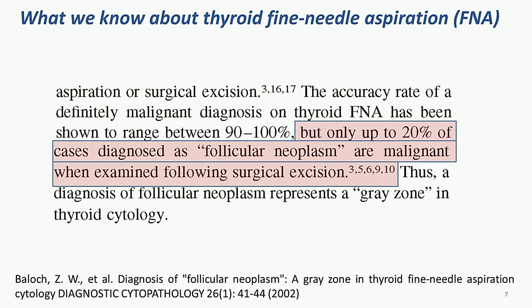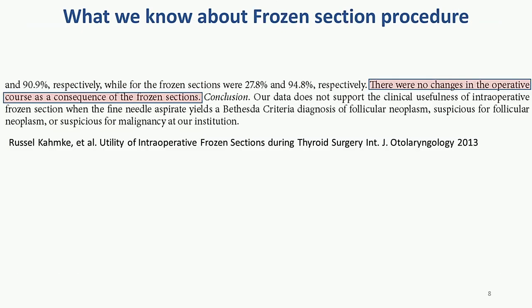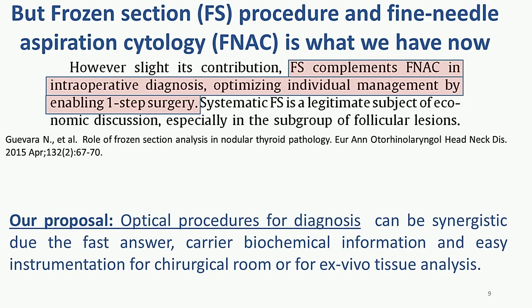One example is that in the literature, from the follicular neoplasm, only 20% are malignant. That means that for 80% of these patients, the best option was to remove part of the thyroid and not the total thyroid. And for frozen section, the big problem is that it does not change the operative decision, because you don't have more precise information for the surgeon.